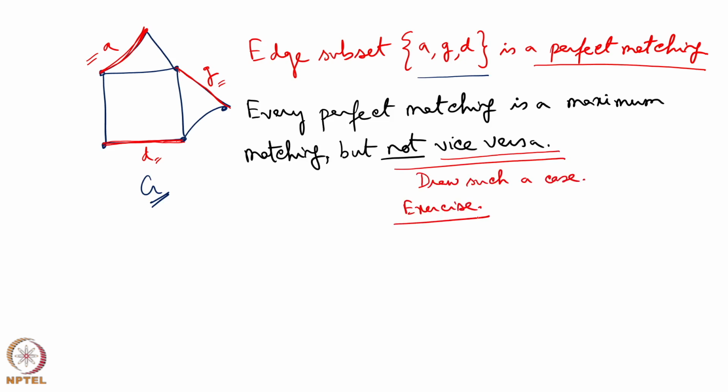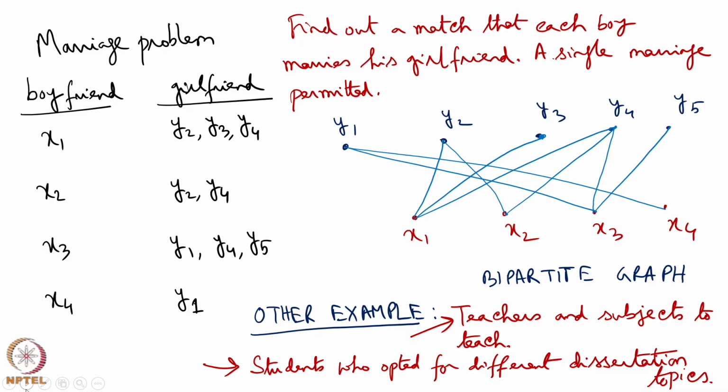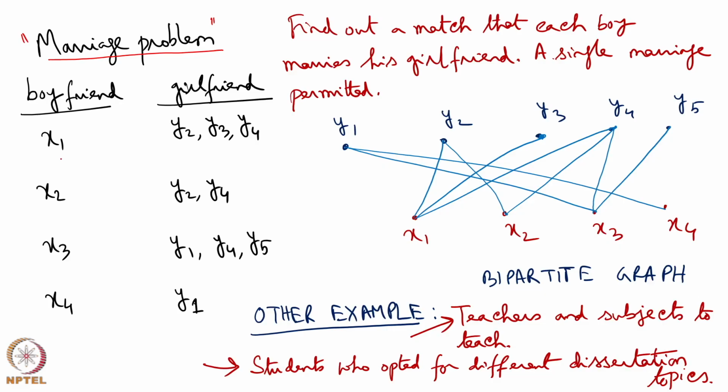You must do these small exercises that I keep on giving you once in a while. I will come to the issue of the marriage problem. This is a term that I have not chosen; in mathematics, it is defined like that. Consider the boyfriends x1, x2, x3 and x4, and there are girlfriends. x1 has y2, y3, y4, x2 has y2 and y4, x3 has y1, y4, y5 and x4 has y1. The marriage problem is to find a match such that each boy marries his girlfriend, and of course only a single marriage is permitted. I mean, between one boy and one girl there will be one marriage, and one boy cannot marry more than one girl or vice versa. So, first of all, we create a bipartite graph.